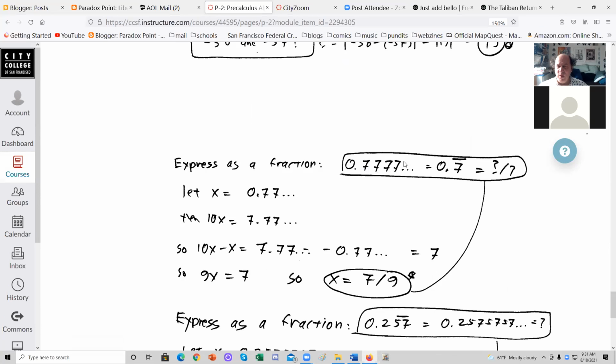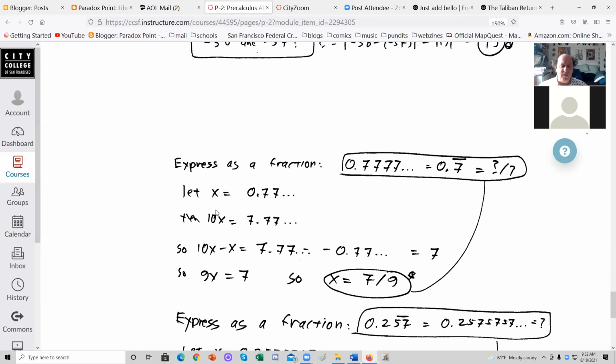0.7777777, etc. We'll denote that by putting a line over the repeating part, 0.7 with a line. They ask to express that as a number divided by a number. What is that? Well, here's the trick. We call it a number x, 0.777. If you multiply it by 10, that shifts it over one repeating block, 7.777, etc.